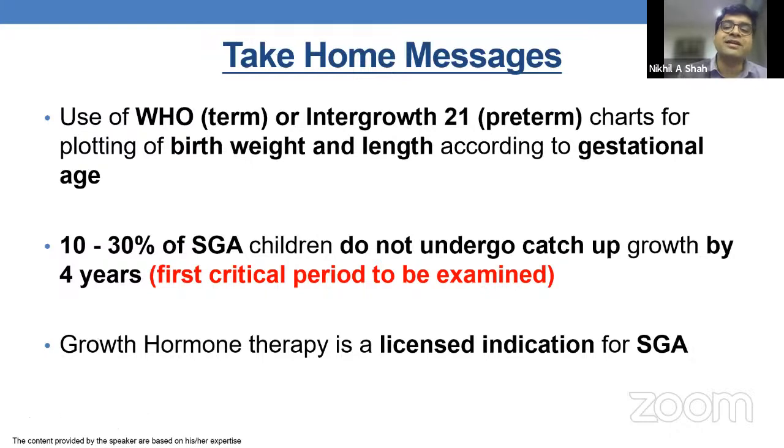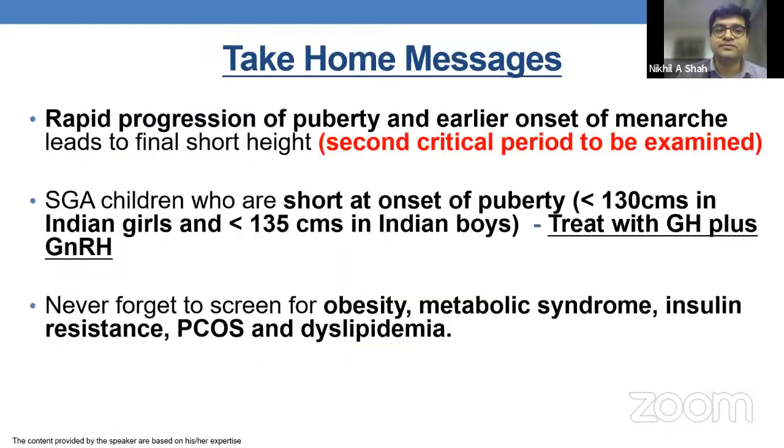Growth hormone therapy is a licensed indication for SGA for the last 20 years, can be used safely. Rapid progression of puberty and earlier onset of menarche leads to final short height. So I think between 7 to 8 years should be the second critical period that the pediatricians or the primary caregivers need to be careful about.